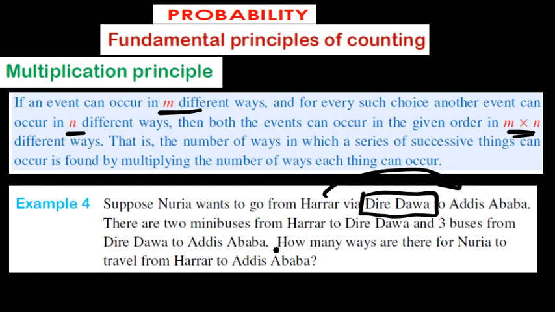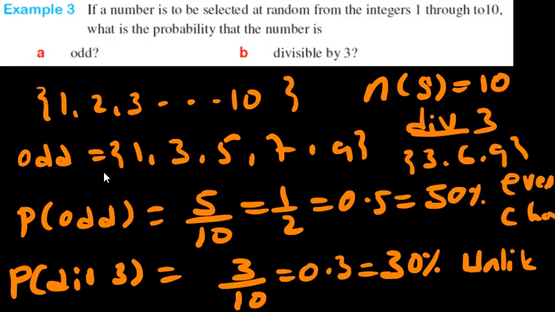There are 2 minibuses from Harar to Redwa and 3 buses from Redwa to Addis. You see, for the first journey there are 2 possible transportation systems. From Harar to Redwa, 2 minibuses, and from Redwa to Addis Ababa, there are 3 possibilities. So in how many ways can she travel from Harar to Addis Ababa? Okay, let us see it.